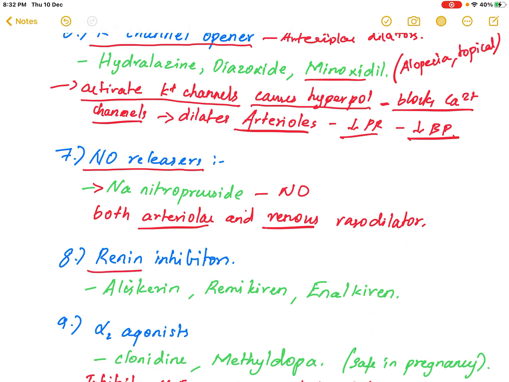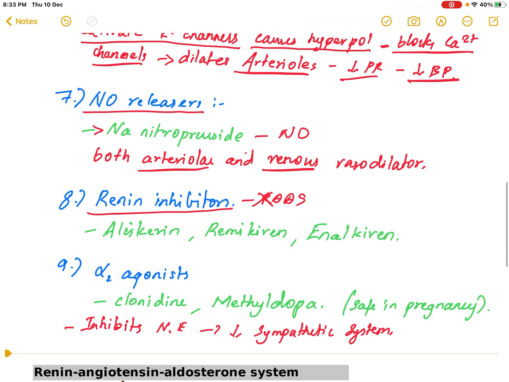And the eighth drug here we have are renin inhibitors. So they act in the RAS system by inhibiting the renin. The drugs include aliskiren, remikiren, and enalkiren. So you can see here 'REN' for renin and 'I' for inhibitor. So all these are renin inhibitors. That is why they're named as such.